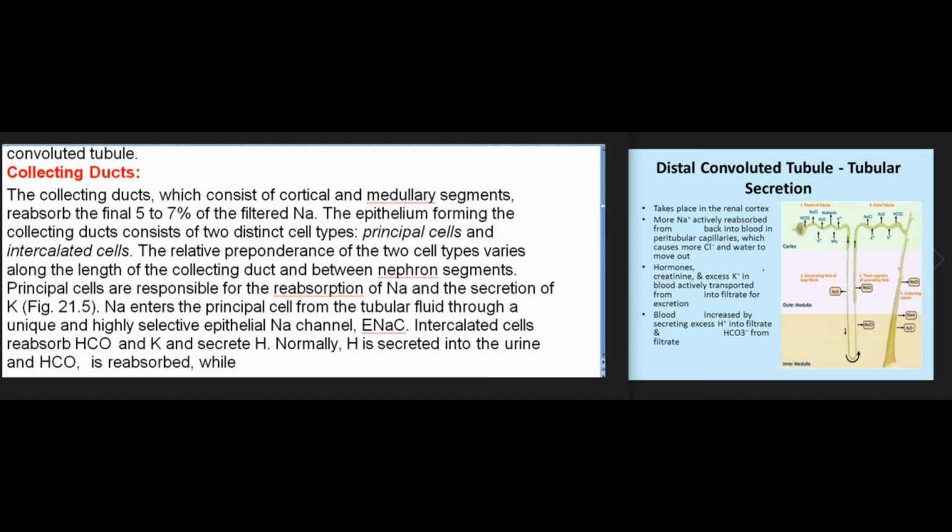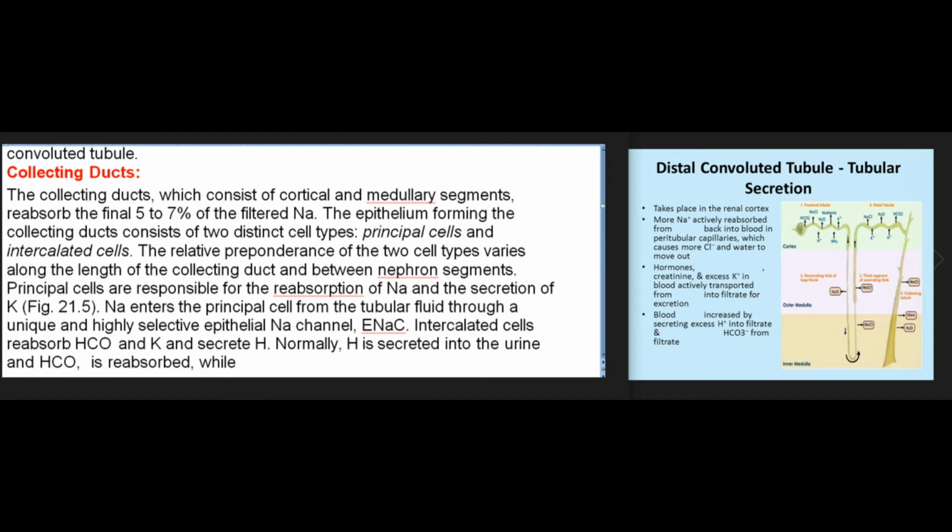The epithelium forming the collecting ducts consists of two distinct cell types, principal cells and intercalated cells. The relative preponderance of the two cell types varies along the length of the collecting duct and between nephron segments. Principal cells are responsible for the reabsorption of Na and the secretion of K, Fig 21.5. Na enters the principal cell from the tubular fluid through a unique and highly selective epithelial Na channel, ENaC.